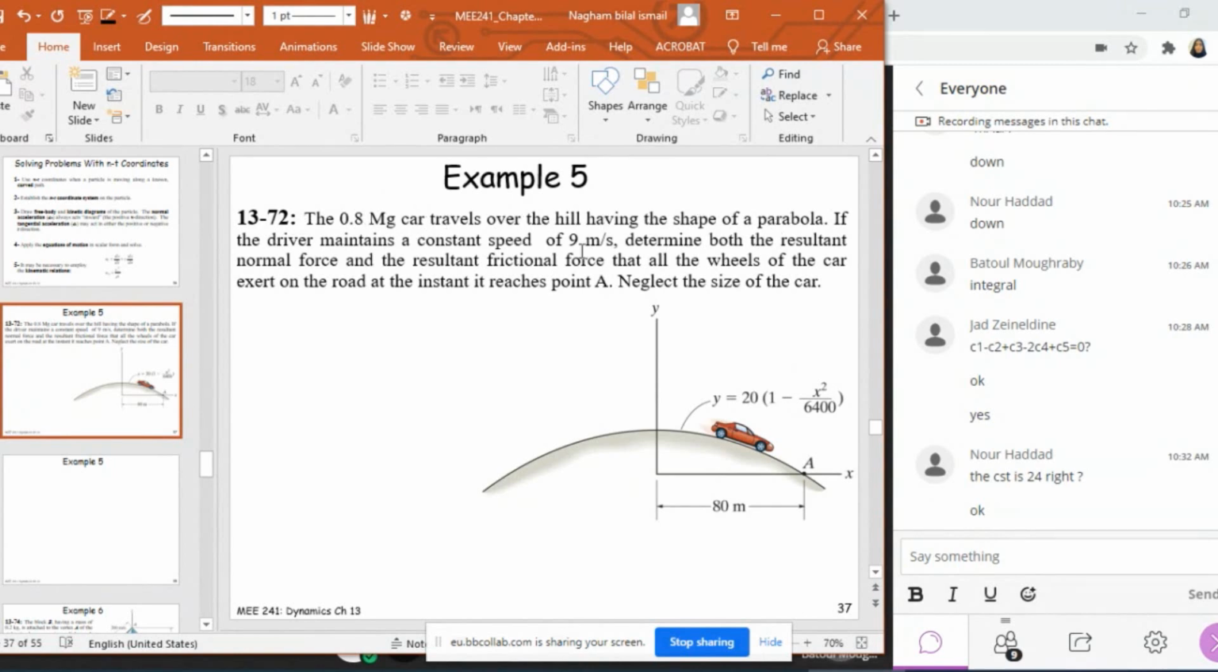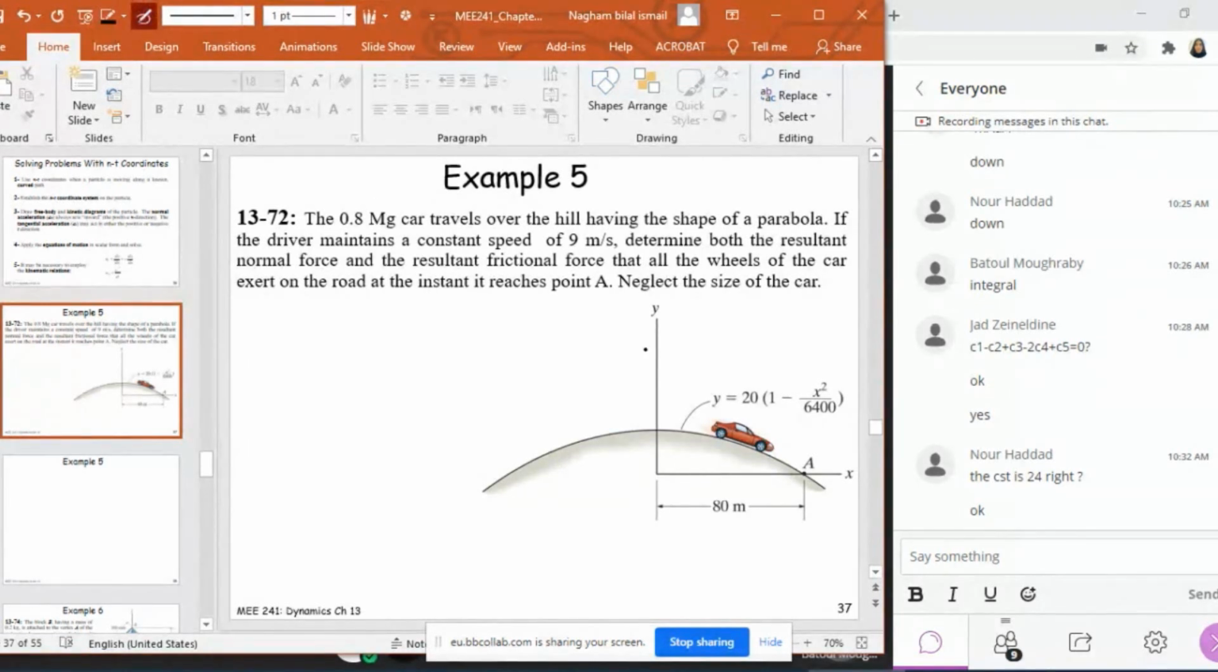If the driver maintains a constant speed of 9 meters per second, so the speed is constant, which means AT is equal to 0, right? Because I know that the tangential acceleration is always standing for the change of the speed, while the normal acceleration is standing for the change in direction. Determine both the resultant normal force and the resultant friction force that all the wheels of the car exert on the road at the instant it reaches point A. And I have to neglect the force.